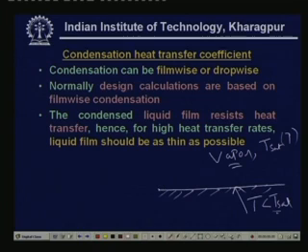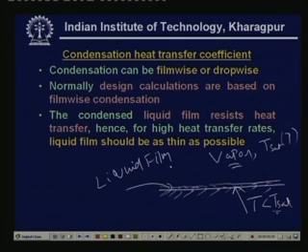That means you will find that this surface will be gradually covered with a layer. If you are assuming film wise condensation, you will find that this surface is covered by a liquid film. Once a liquid film is formed on the surface, this liquid film will add resistance for heat transfer. That means this itself prevents or reduces the rate at which heat is being transferred from vapor to the surface. That means additional resistance is created because of the presence of the liquid film.